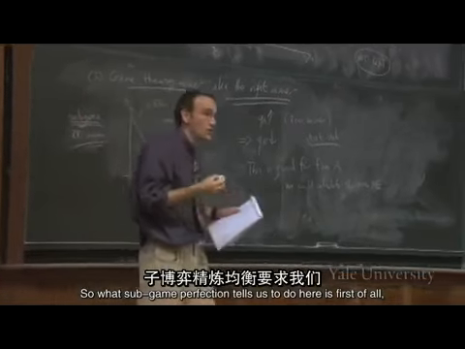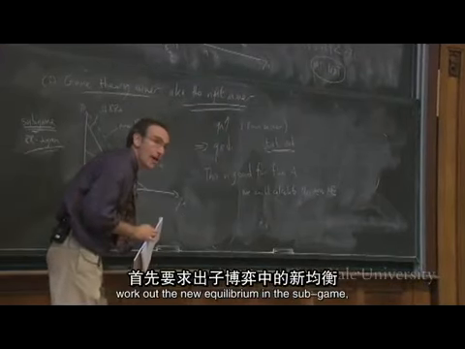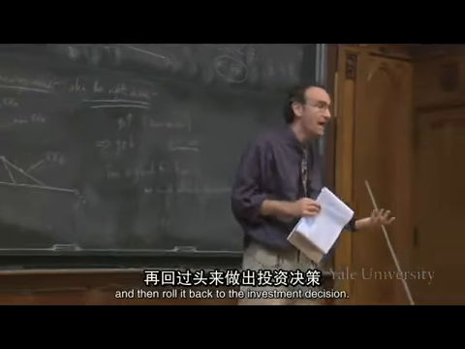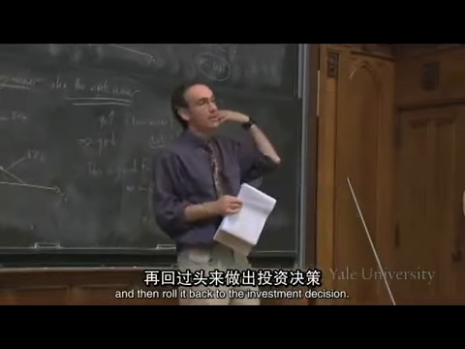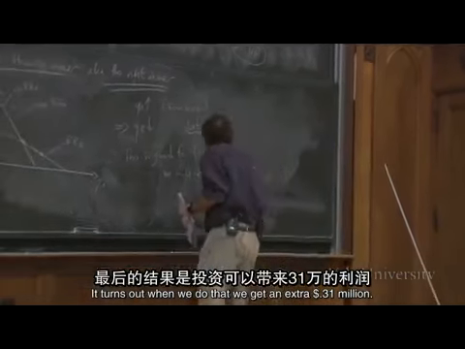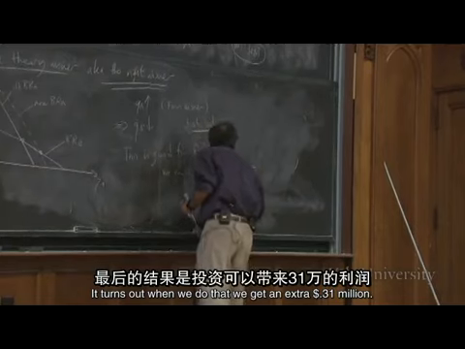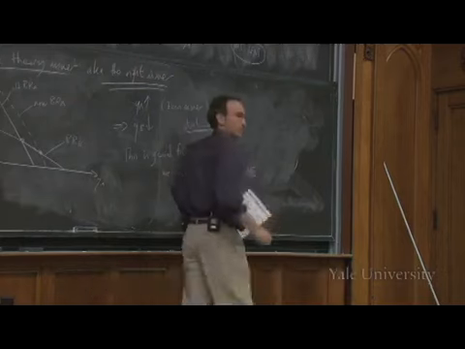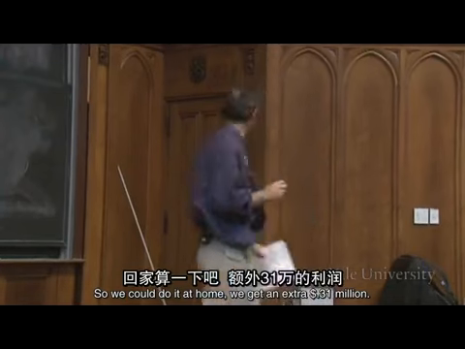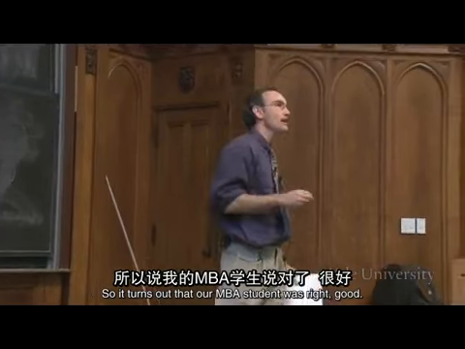So what subgame perfection tells us to do here is, first of all, work out the new equilibrium in the subgame, work out how much that new equilibrium is worth for firm A, and then roll it back to the investment decision. It turns out when we do that, we get an extra $0.31 million. All right, so we can do it at home, we get an extra $0.31 million. So it turns out that our MBA student was right, good.